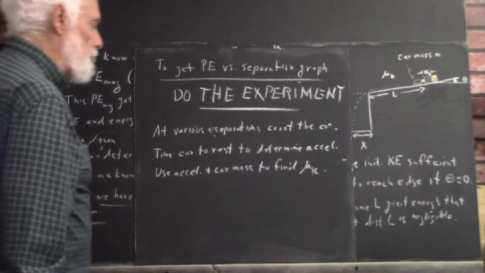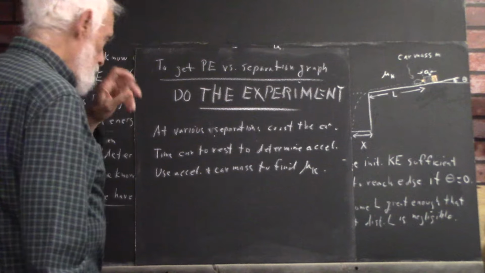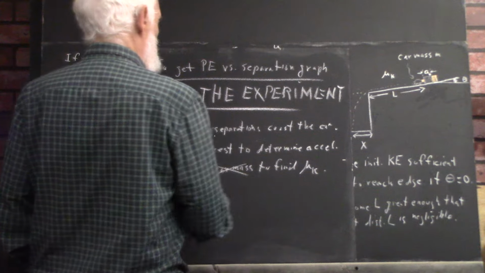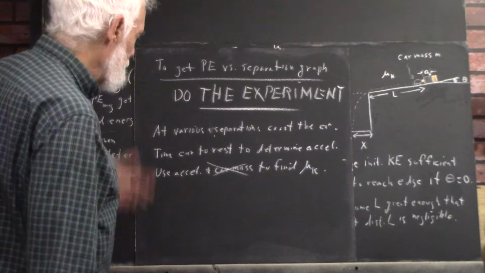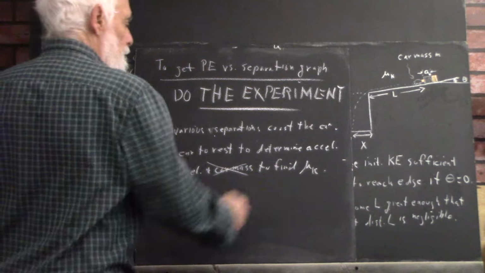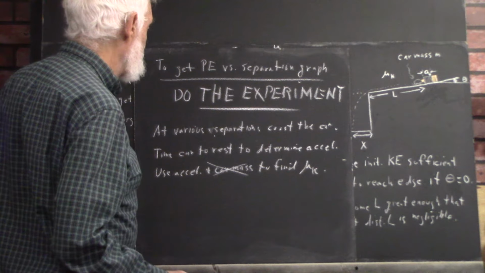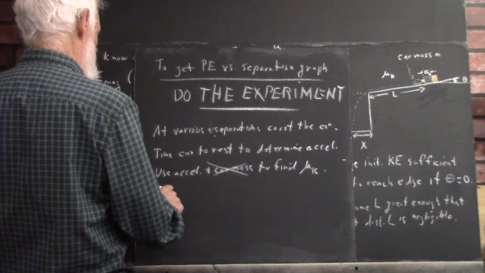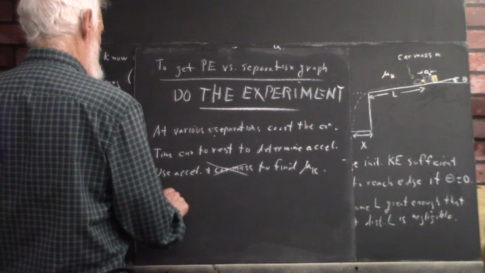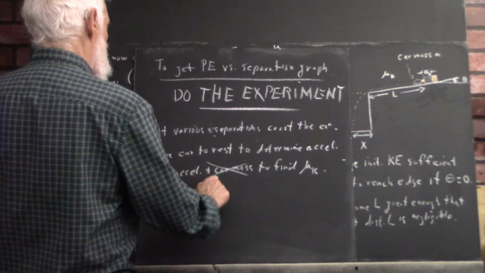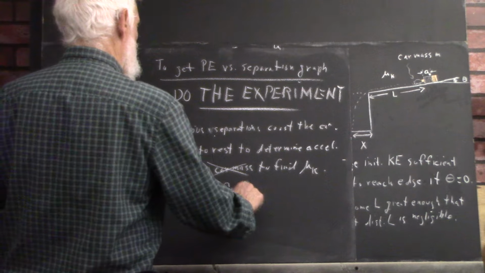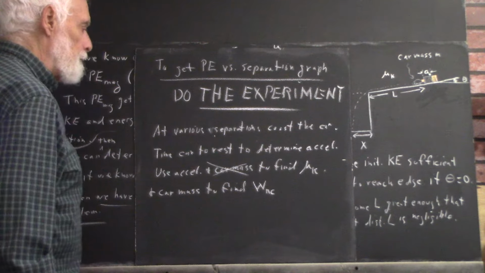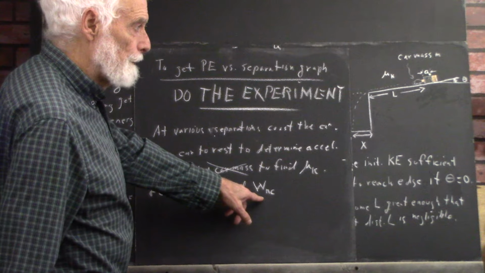Use the acceleration and the mass of the car to find the coefficient of friction. And actually, you don't need the car mass. It divides out. Okay? Use acceleration to find the coefficient of friction. And the car mass to find the work done by the frictional force, the non-conservative force.